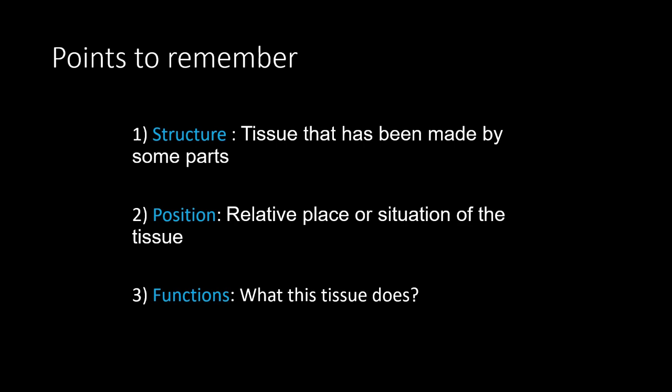So structure means tissue that has been made by some parts, what are the cells it is made up of and which kind of cells are present over there, what is the internal structure of the tissue, etc. Position, relative place or situation of the tissue. As we know that we are going to study about meristematic tissue, so what is the particular position of the meristematic tissue that we have to study. Another thing is functions. What are the functions of meristematic tissue specifically? What are the types of meristematic tissues and what are the functions of different types of meristematic tissues?